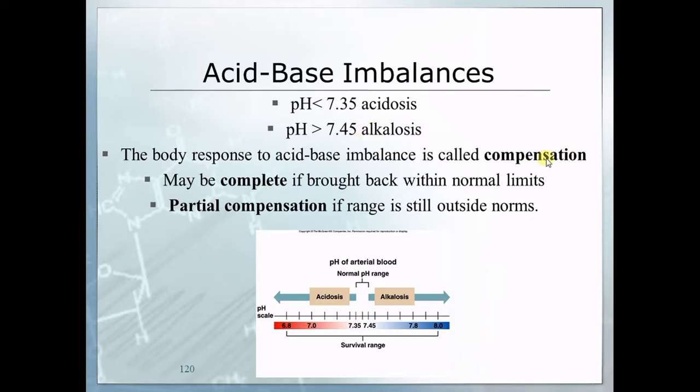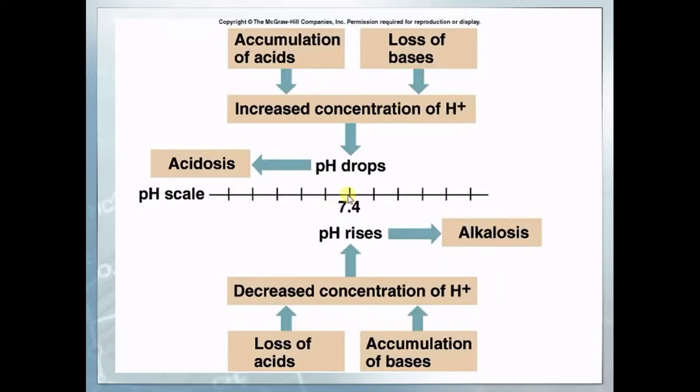When we refer to the term compensation, it's if the body is trying to fix things, right? So if it's fixing things, it's referred to as complete compensation. Partial compensation means that the range still falls outside of normal, but the body's trying to do something. So again, this is the graph from your book, but here's your 7.4. If it drops below, it's acidic. If it goes above, it's alkaline. Okay. There's two ways to make it alkaline. You can either lose acid or gain bases. There are two ways to make it acidic. You can either accumulate acids or you can lose bases.